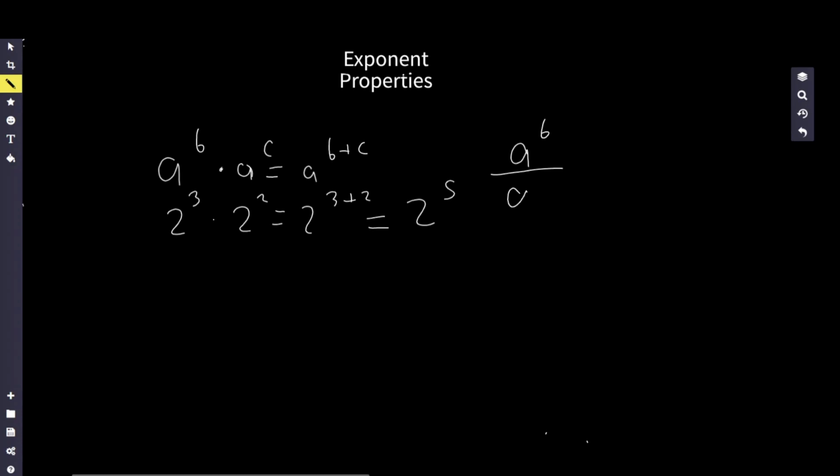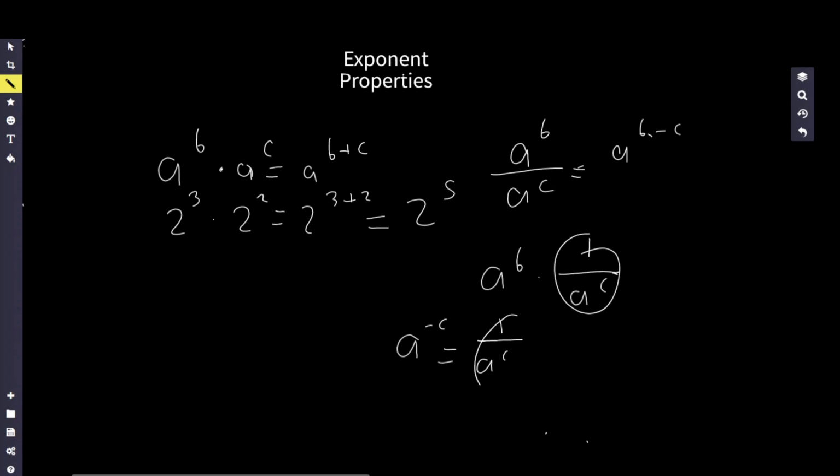The other main thing we covered is that if we have A to the B divided by A to the C, we have A to the B minus C. One is plus, one is minus, and one reason for that is from the last video. Let's rewrite this: A to the B divided by A to the C, I just split it up into two parts. From the last video, we learned that 1 divided by an exponent is equal to the negative of that exponent. So A to the minus C is 1 divided by A to the C.